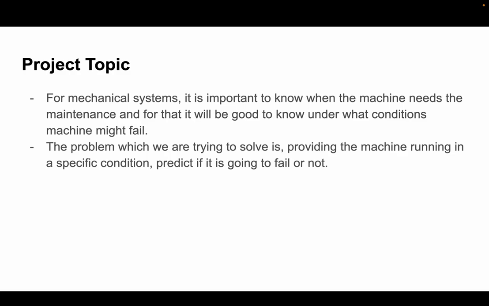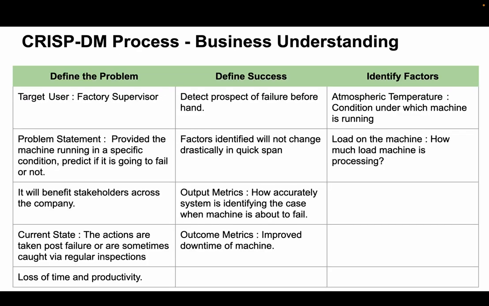So the idea was basically, in a mechanical system, it is important to know when the machine needs maintenance. And for that, it will be good to know in what conditions a machine might fail. So you can assume there is a plant where you have multiple machines, and each machine is sending out some data along with the ambient, atmospheric, surrounding data under which the machine is running, and the idea is to predict whether the machine will fail or not. Now the problem is important because that is going to help you improve the productivity and the downtime of the machine. So going further, a small refresher on the CRISP-DM process, on business understanding.